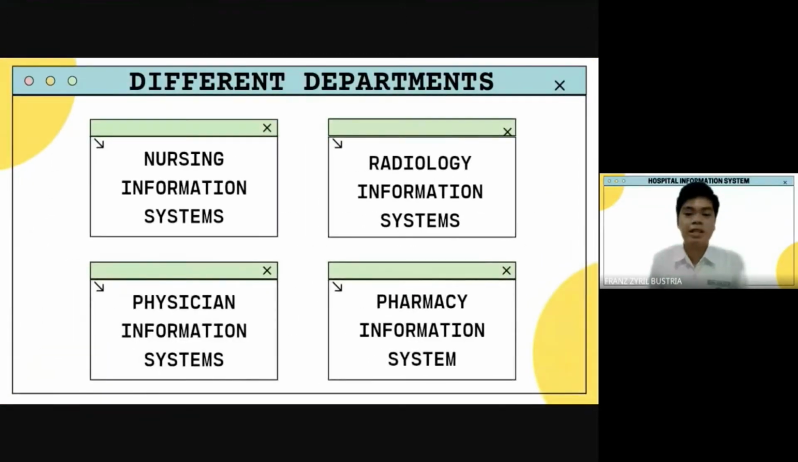Health information systems are used in the different departments of the hospitals. These systems are the nursing information system, physician information system, radiology information system, and pharmacy information system. Now, let us discuss these systems one by one.